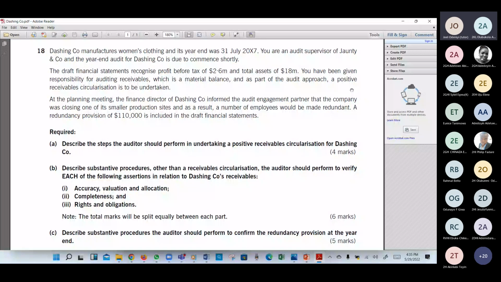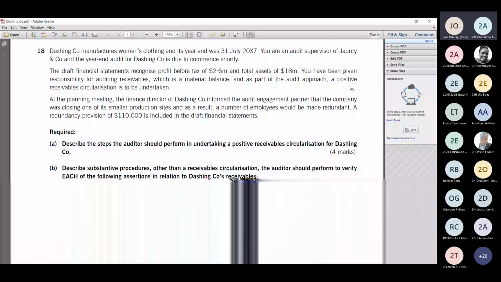Okay, so let me just add to what Biodna said. In a positive circularization, this is where the auditor is asking the customer to confirm the balances that they owe the company as at the period end. So they are going to confirm the balance, whether or not they agree or disagree with the balance. They are going to confirm the balance in writing back to the auditor.